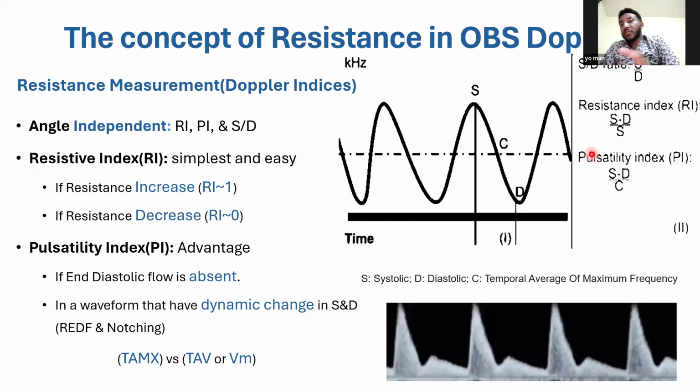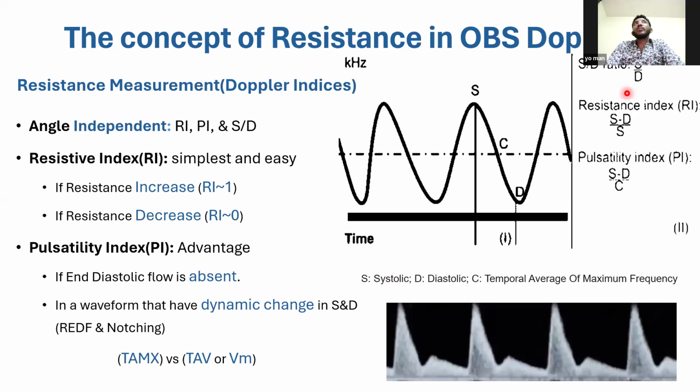So there are different indices, different measurements when we deal with spectral tracing. Some of those indexes are angle dependent, some are angle independent. Starting with the angle independent measurements: the resistive index, the pulsatility index, and the systolic to diastolic ratio. The systolic to diastolic ratio is the peak systolic velocity over the diastolic velocity, so it has no units, and it's not angle dependent.